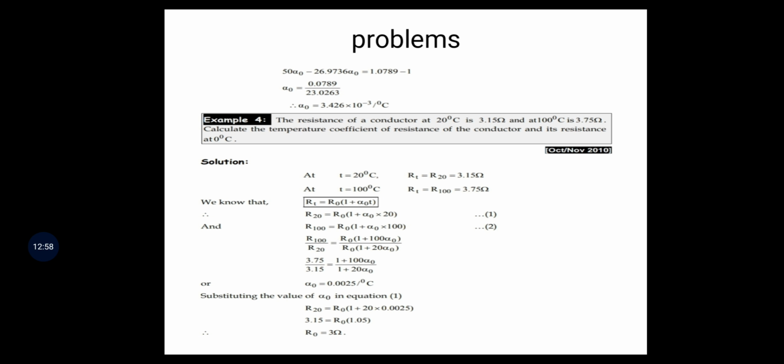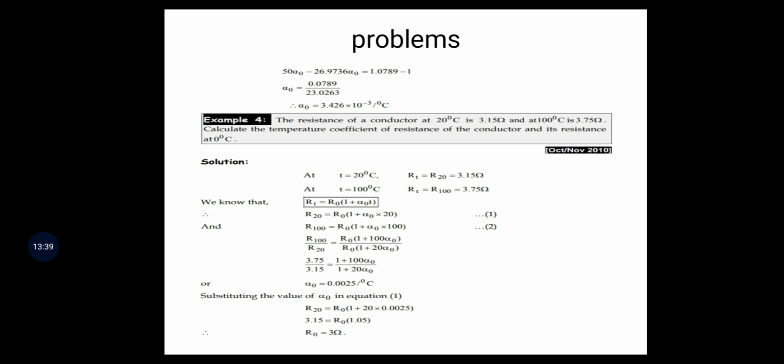We get the alpha naught value, and we substitute it in equation 1. Then R20 equals R naught into 1 plus alpha naught value, 0.0025, into 20. The R20 value is equal to 3.15, so 3.15 equals R naught into 1.05. From the above equation, R naught equals 3 ohms.